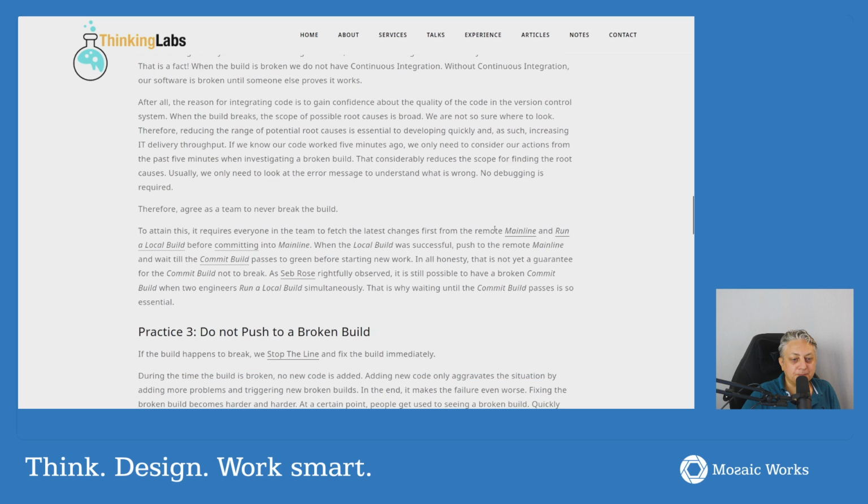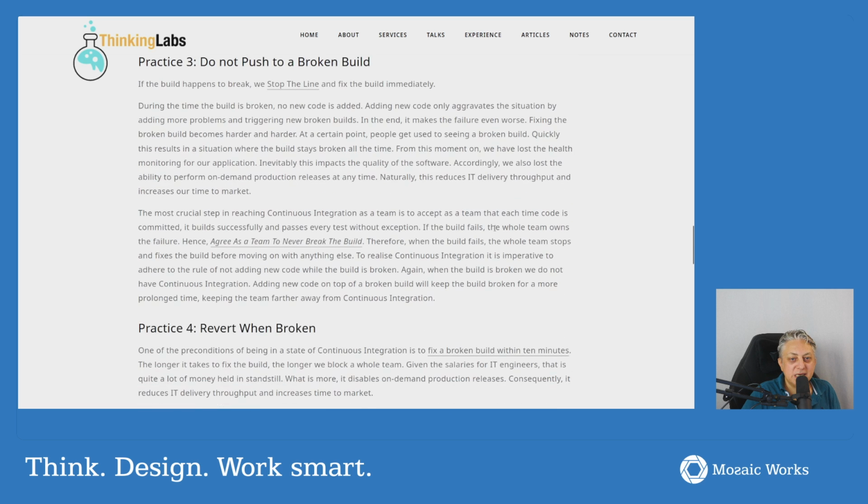Okay. Let's see. Practice 3. Do not push to a broken build. If the build happens to break, we stop the line and fix the build immediately. Yeah, and I think this is hard, particularly when you have multiple teams, large teams. It's getting a bit difficult to do that. But yes, it's better if you agree as a team to never break the build.